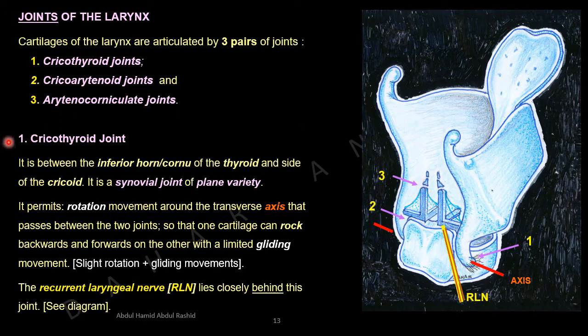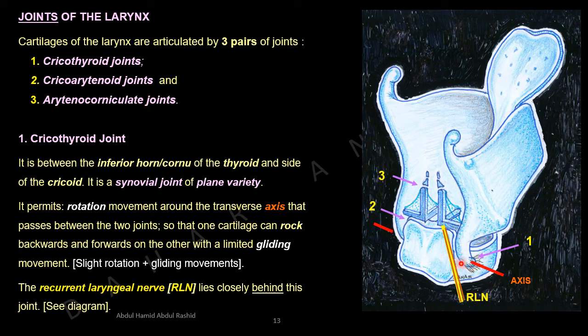Number one, cricothyroid joint. It is between the inferior horn of the thyroid cartilage, that is, the inferior cornu of the thyroid cartilage, with the side of the cricoid cartilage. It is a synovial joint of plane variety. It allows rotation movement around the transverse axis that passes between the two joints.